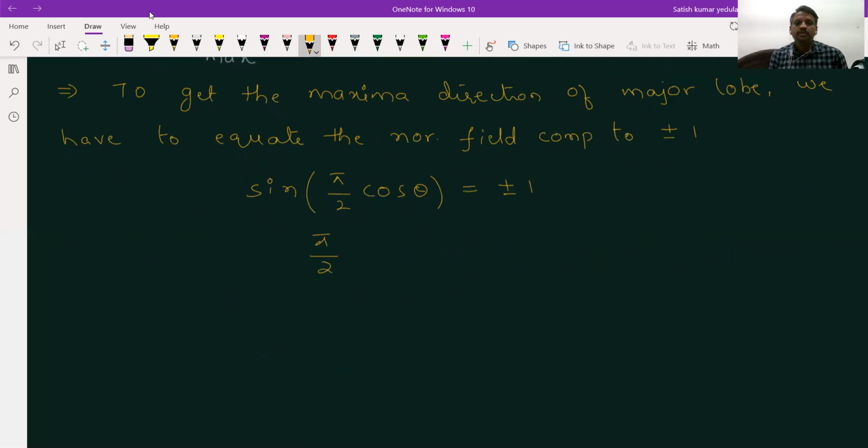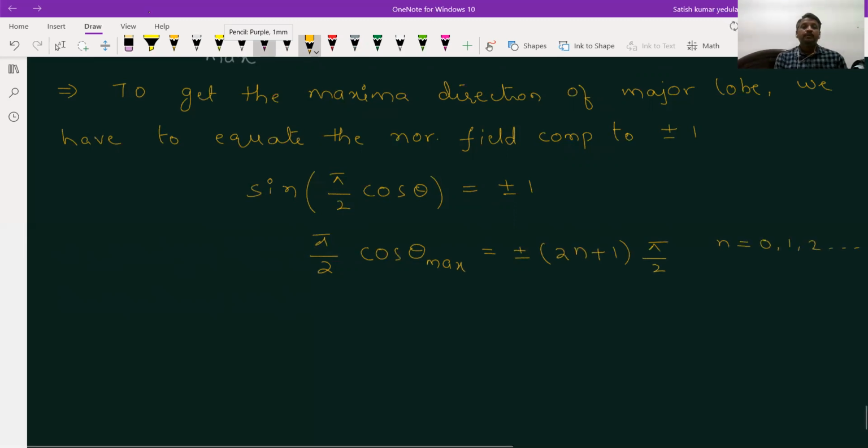Then what is pi by 2 cos theta? Because it is the maxima direction, you equate it to theta maximum. Sine inverse of plus or minus 1. What is the value of sine where you will be getting plus or minus 1? It is plus or minus (2n plus 1) into pi by 2, where n equals 0, 1, 2, 3, and so on. Right? So substitute n equal to 0. Then in place of n, if you put 0, it is plus or minus pi by 2, right?